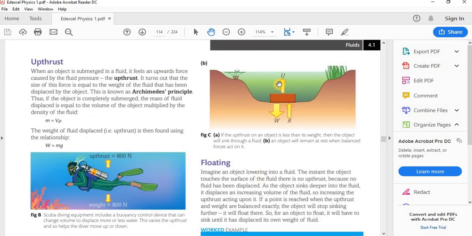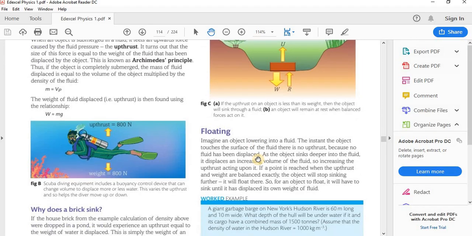Now let's see. Let's say there was a brick which went into the water and then it came to the bottom here. Now when it is at the bottom, it is in equilibrium. It's not moving anywhere, so it's stationary. That means it's in equilibrium. Then we can say the total upward forces is equal to the total downward forces. So what we can say here is U plus R is equal to W. The weight of the object is equal in magnitude to the sum of R, the reaction force or normal contact force, plus the upthrust.